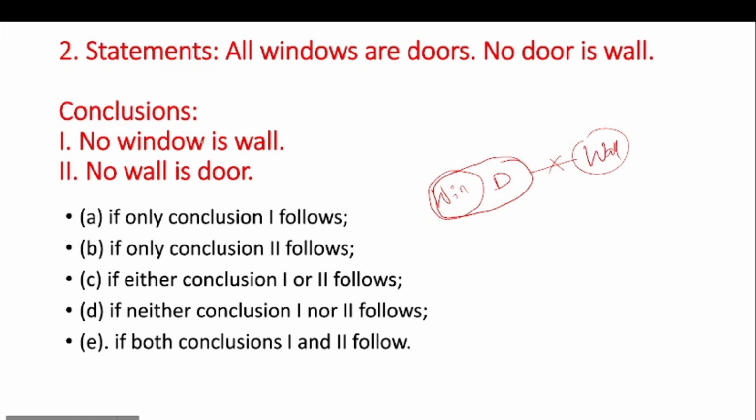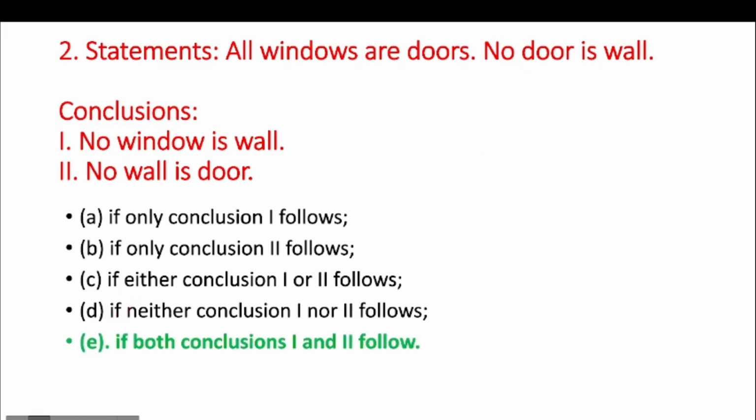So the conclusions are: no window is a wall. The first conclusion is no window is a wall. Window is here, wall is here, and window is part of door, and a door can never be a wall. So a window can never be a wall. So the first conclusion is true. And no wall is a door. No door is a wall means no wall is a door, so this is a direct statement. So both the conclusions are satisfied. So the answer would be both conclusions one and two follow. Okay, E would be the answer, and E is the answer.